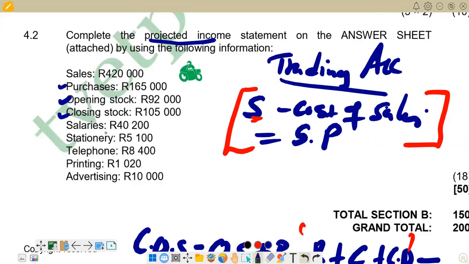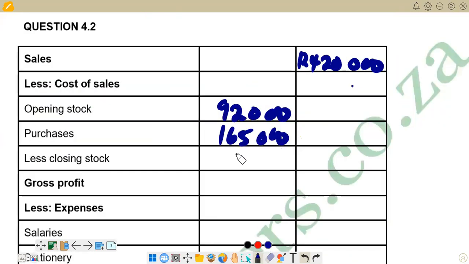It's 105,000. So we can go and put that one, 105,000. But this one, we are subtracting it. We are showing in brackets that we are subtracting. So here, we are now calculating the figure for cost of sales.